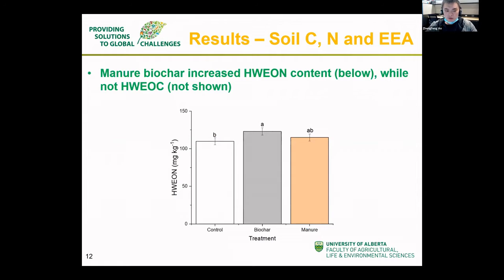And also, manure biochar increased the hot water extractable organic nitrogen, while not affecting the hot water extractable organic carbon. The hot water extractable organic nitrogen was significantly higher relative to the control when applying biochar, which means that biochar treatment increases the nitrogen retention, which is good for soil nutrient availability and quality.